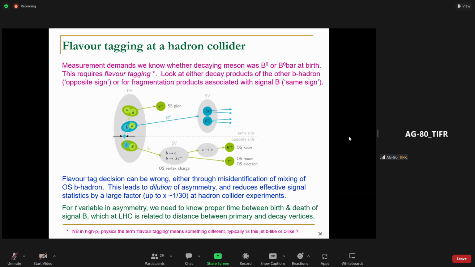What you benefit from is the fact that you have 2 Bs produced in the event. So maybe this one here would eventually turn into a B0. Remember, a B0 has a B bar quark in it, this rather confusing notation. And this decays to a J/psi K short. It may mix, but this is how it was born, because it had the B bar in it.